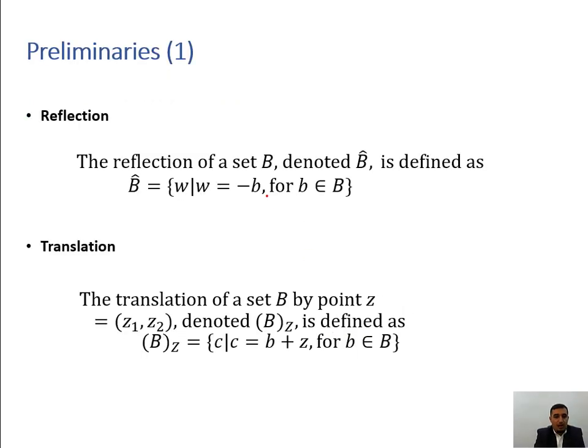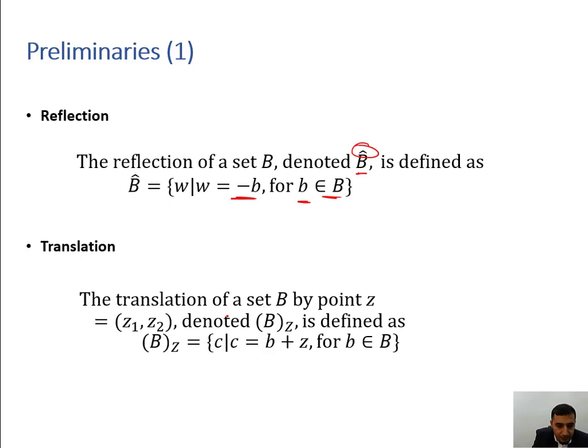Now, reflection: the reflection of set B, denoted by B dash, is defined as the set of W where W is minus B. So the reflection is the minus of B, where B is part of the larger set.